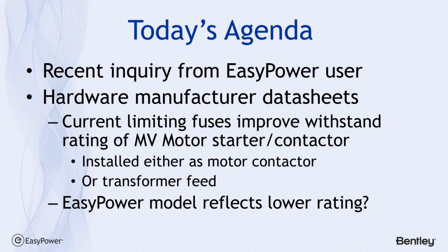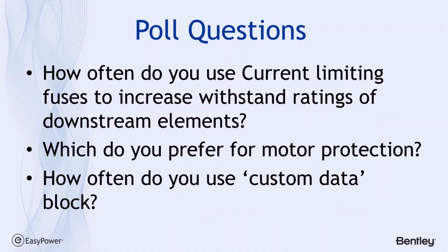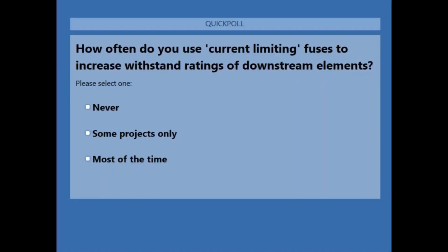So with that in mind, let's start with a couple poll questions. The first question I have is, how often do you use current limiting fuses to increase the withstand ratings of downstream elements? And as always, there's no obligation or liability, but I would appreciate your participation in the poll responses. No obligation at all, strictly for my edification. Appreciate everyone attending today. Let's leave this open another 15 seconds. We're about halfway to a quorum.